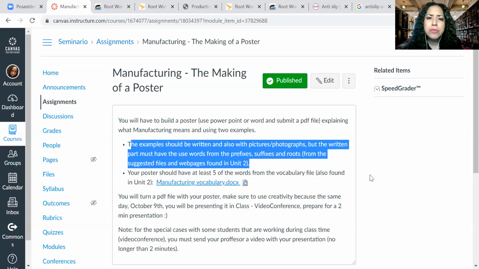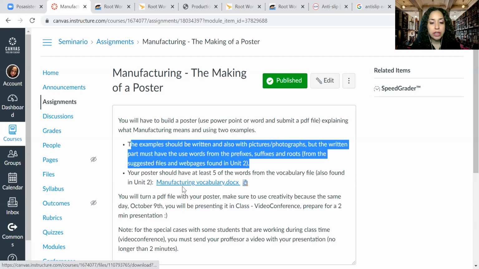What are we talking about when we say poster? The straight translation to Spanish is cartel. So you need to make a cartel. That is a piece of paper which has pictures and it has a structure explaining a topic. Here, you are going to choose two examples about manufacturing. You have to use the words in the vocabulary file.